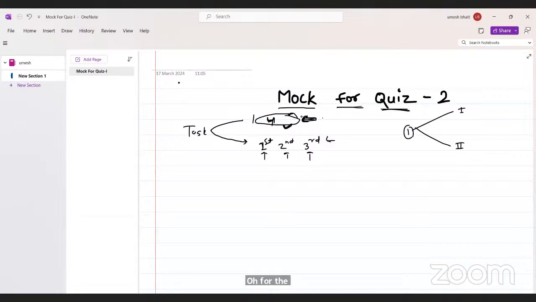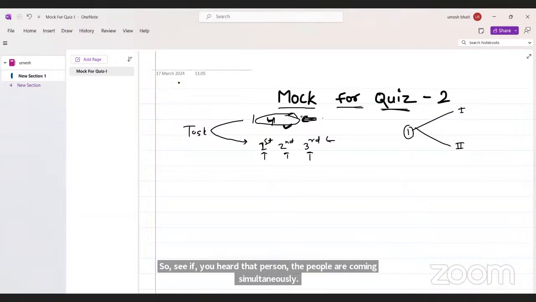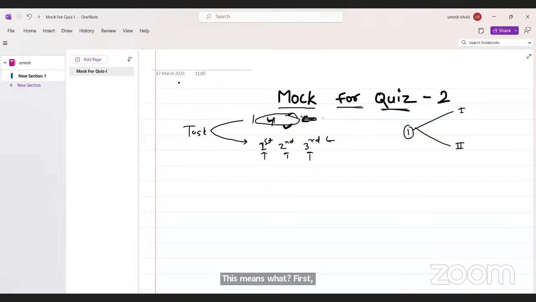See, if you heard that the people are coming simultaneously, what does this mean? Firstly first comes, then second, then third. This means that you are not saying that all come together. If persons are in a group, you can't say that they are coming in simultaneously. That's why I'm saying that this is not simultaneous. This is simultaneous because I firstly choose first, then second, then third.